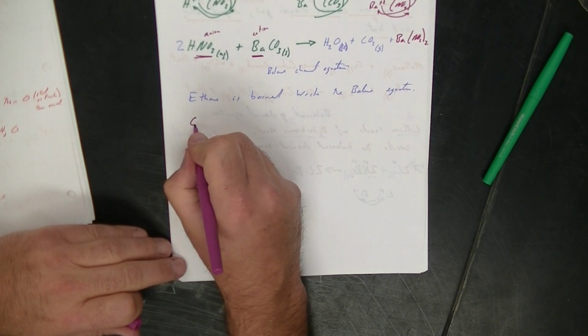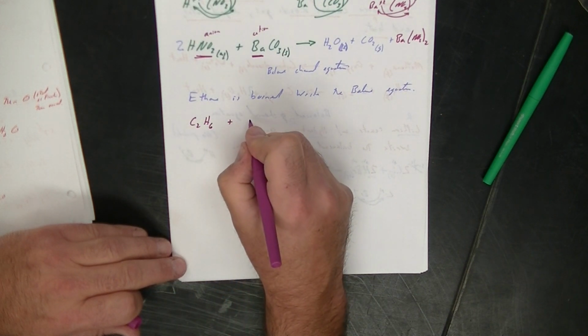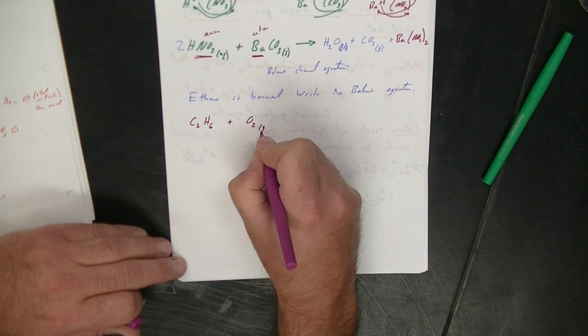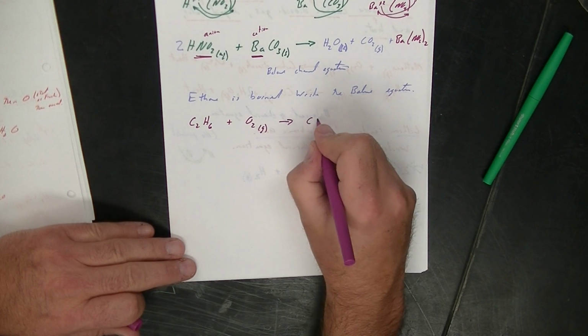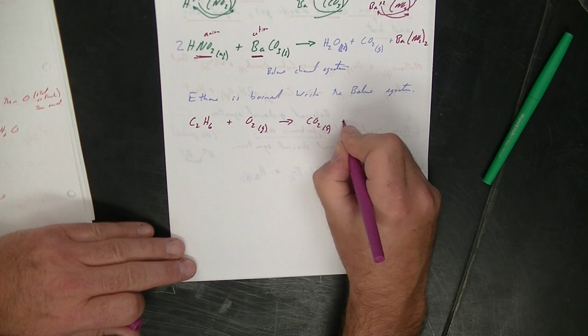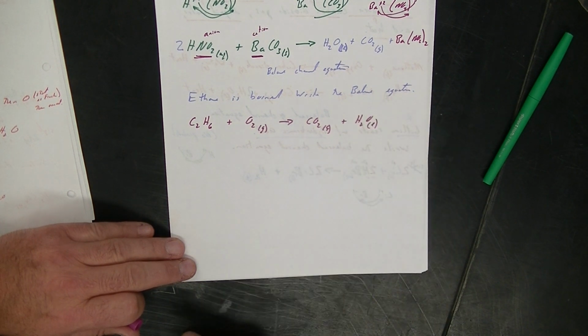All right, so as soon as you see burned, that means it's combustion. This is an organic, and we're going to react it with oxygen. So the formula for ethane is C2H6. We're going to react it with oxygen gas. We know that it produces carbon dioxide gas and H2O liquid.